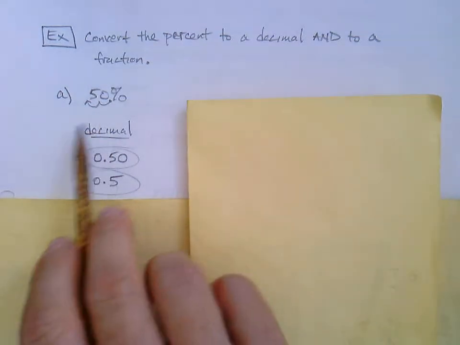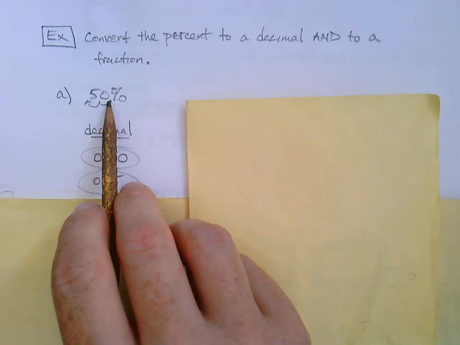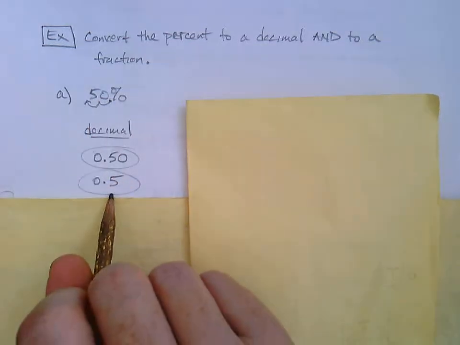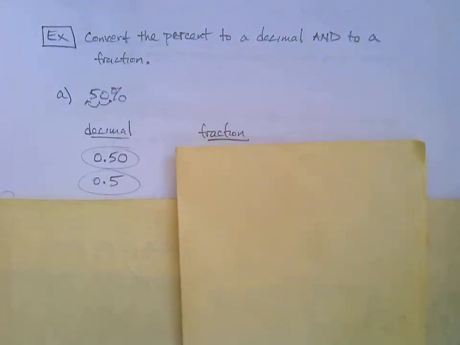Okay, how about the fraction? This makes sense, right? Just do the opposite of what we did before. So given a percent, move the decimal back to the left to get the decimal version. How do we get the fraction, though? Okay, let's talk about that. Here's what we're going to do.